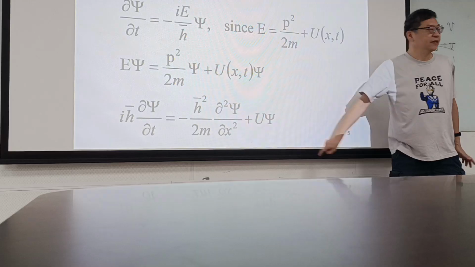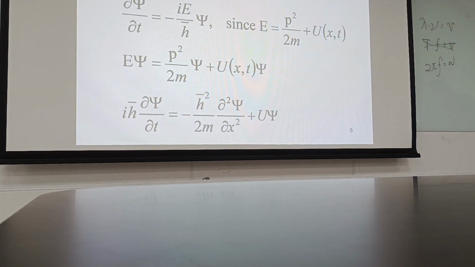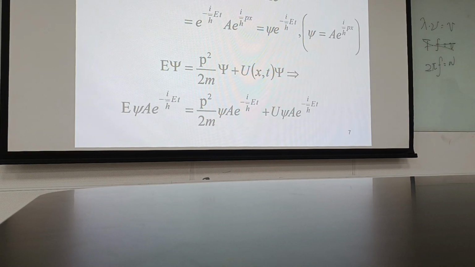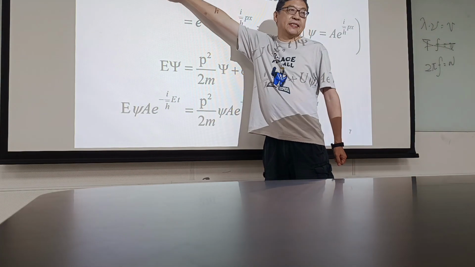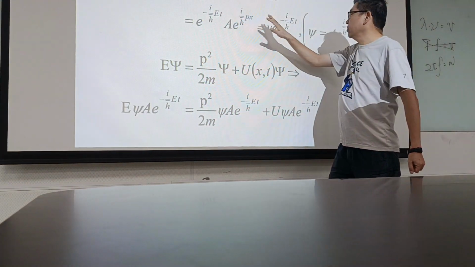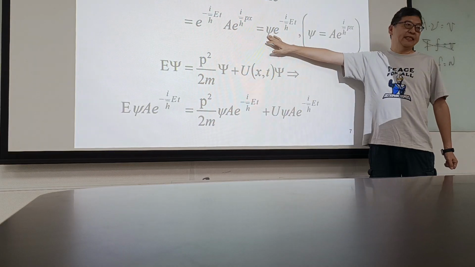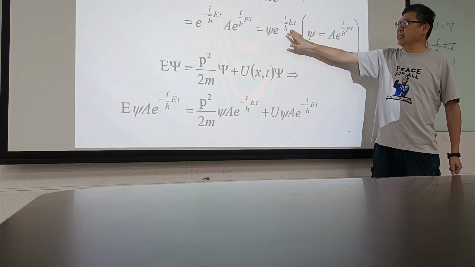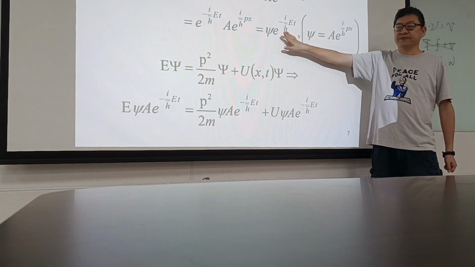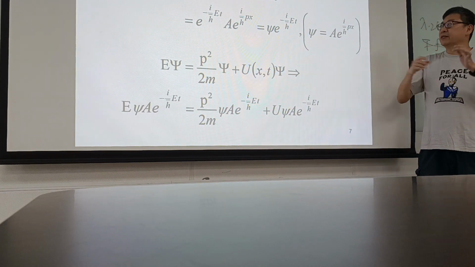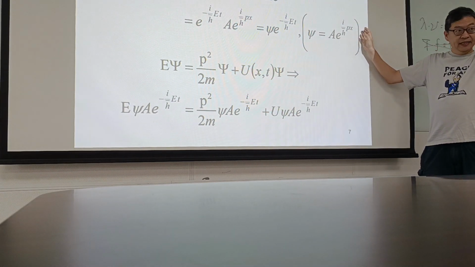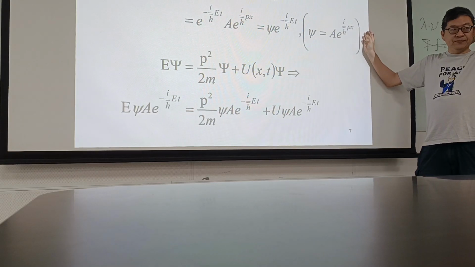This is uppercase. The difference between lowercase and uppercase is the time. We say the uppercase side equals the lowercase side times the time function. This is a function of time, and here there is no time, so we call this time independent. Time independent Schrödinger equation.